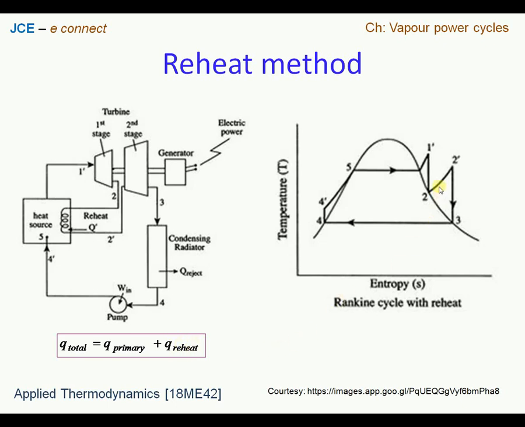Now looking at the work, we see that it is also happening in two stages. Therefore total work is the sum of the work done in turbine 1, the high pressure turbine, plus the work done in turbine 2, that is the low pressure turbine. So we can write here total work done is equal to work done in turbine 1, that is from H1 dash to H2, plus work done in turbine 2, that is H2 dash minus H3. So these are the variations compared to the simple power plant Rankine cycle.